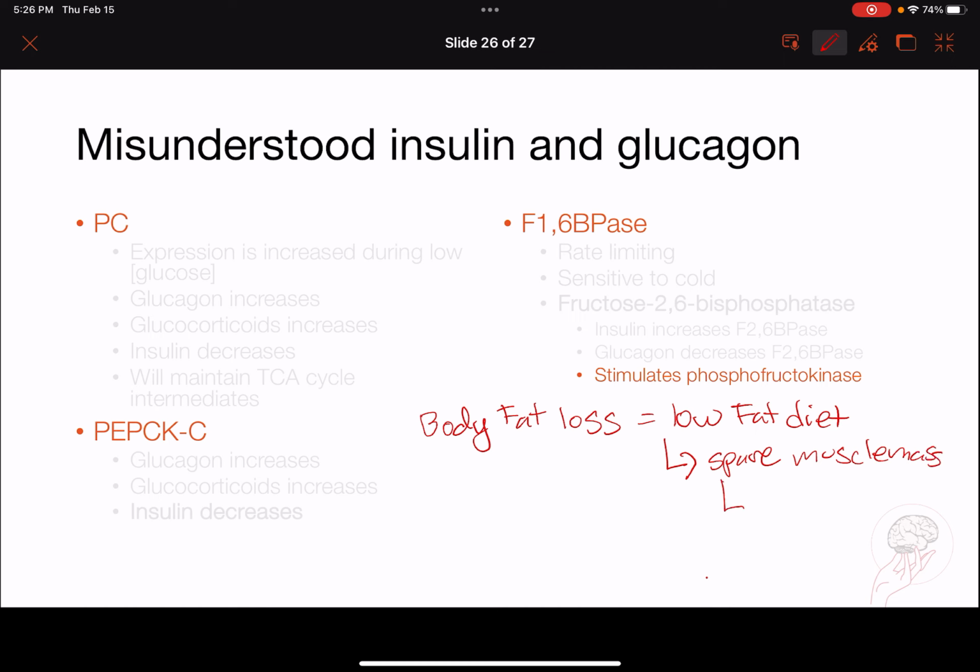If we spare muscle mass, what's going to happen to resting energy expenditure? It should be better. And if we have more muscle mass, this is going to make exercise easier. So that concludes carbohydrates and fats. Next lecture, we're going to dive deeper into protein metabolism.